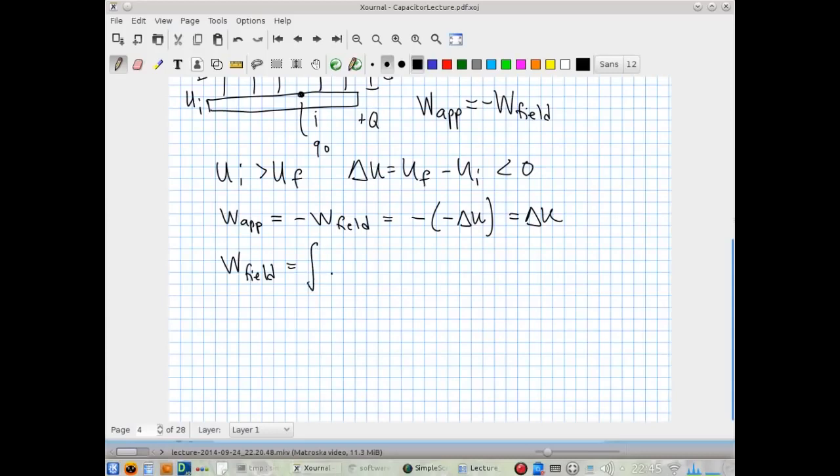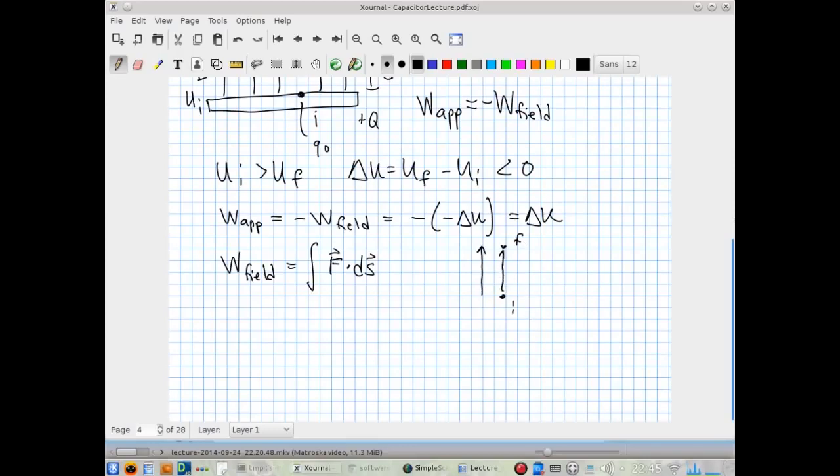Will be the integral of the force exerted by the field on the little test charge dq dotted into the little pieces of the path ds vector as we move across the gap. Well, let's think about our path. We're starting at some initial point I and ending at some final point F. We know that the electric field points straight across from I to F.